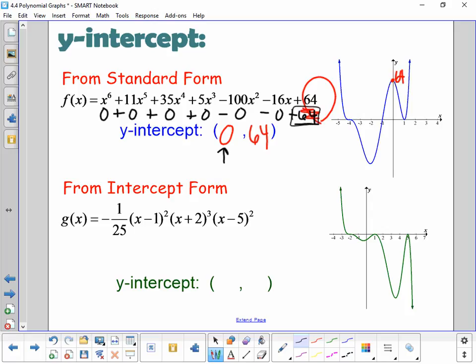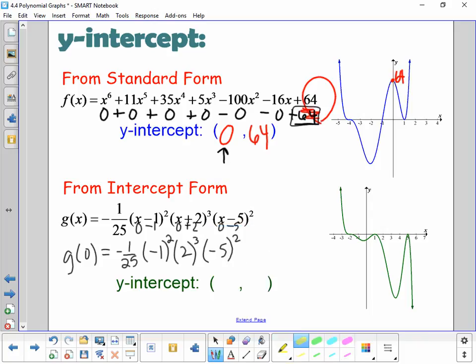In intercept form, it's a little bit trickier. You could literally just put 0 into the function. So this would be 0 minus 1, which is just negative 1, which is squared. This would be 0 plus 2, which is just 2, and that's raised to the third. And this would be 0 minus 5, which is just negative 5 squared. So the trick, if you're just trying to be fast and you notice the pattern, is you can just multiply the ends because you're substituting 0 in for all of the x's.